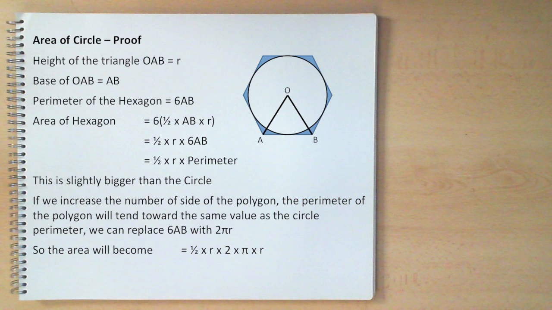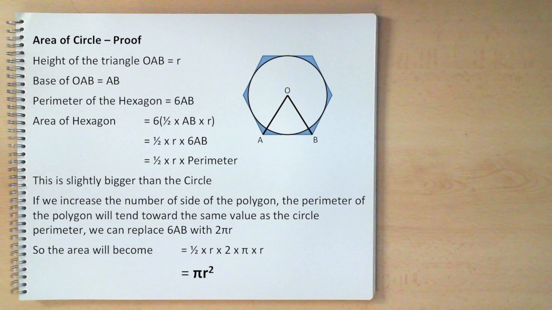So we can replace the perimeter in the equation there with the value 2 pi r, and therefore that gives us an area of that polygon of a half times r times 2 pi r, and as the number of sides of the polygon gets close to infinity, then the area of the polygon becomes equal to the area of the circle. And if we reorganize that equation, we get the equation pi r squared. So pi r squared is the area of the infinite-sided polygon, which is, as the number of sides becomes infinite, the same as the area of the circle.